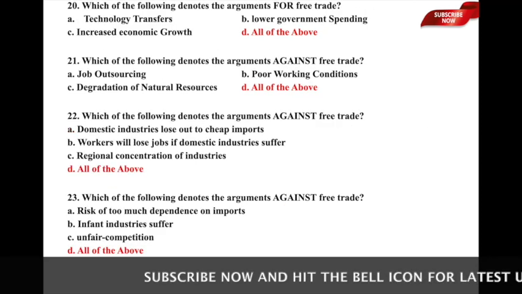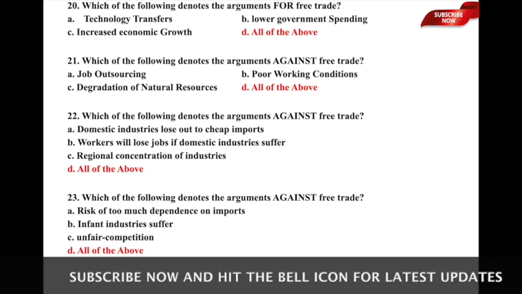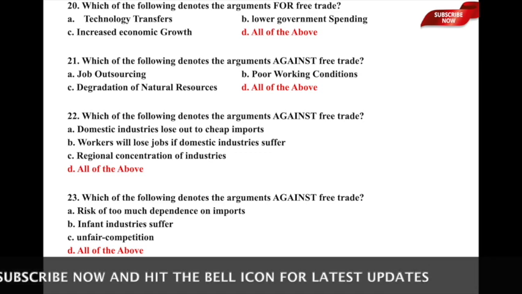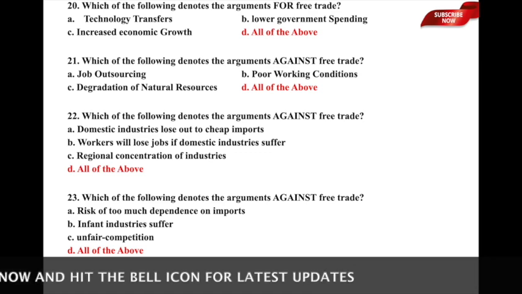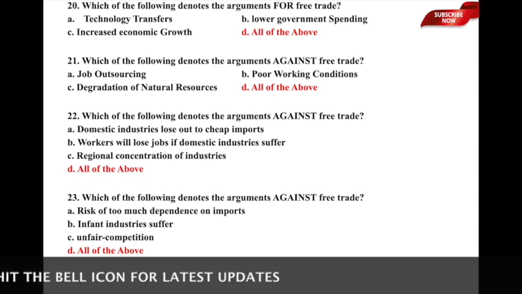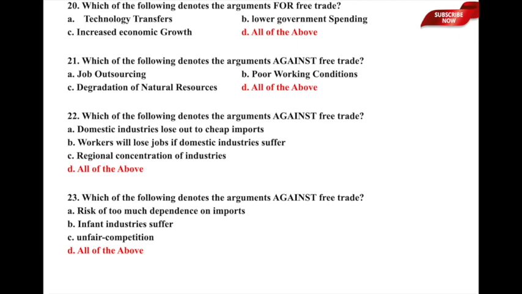Again, a similar sort of question. Which of the following denotes the arguments for free trade? And the underlying options are A, free trade helps in technology transfers. That means India doesn't have, for example, technology in production of mobile phones, and China is really good with it, and therefore because of free trade China might also transfer the technology to India, and India will also become efficient in production of mobile phones.